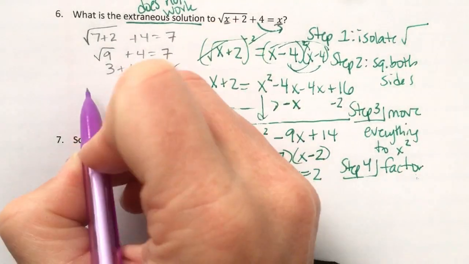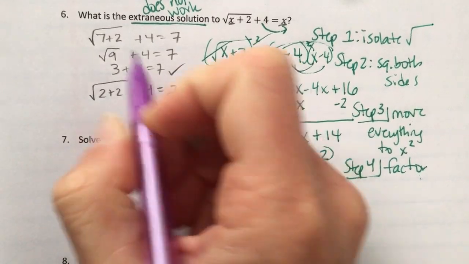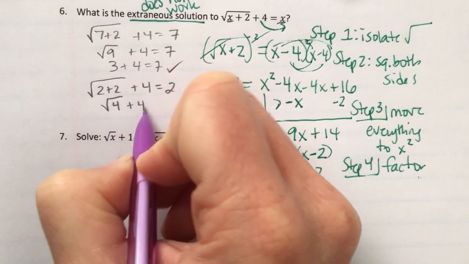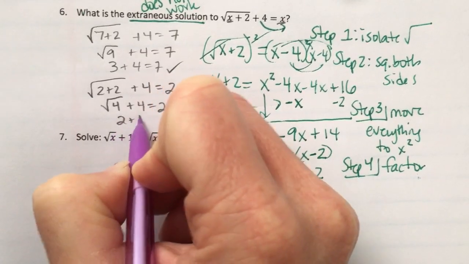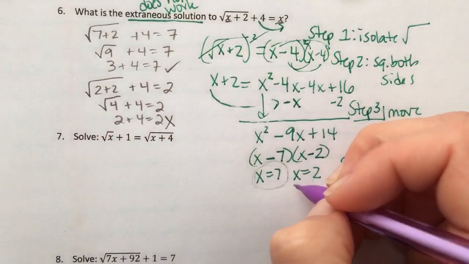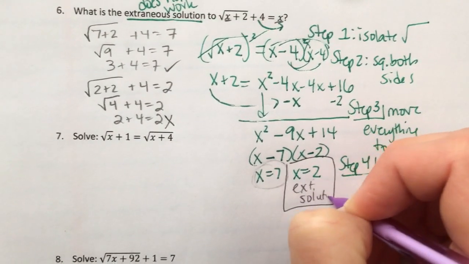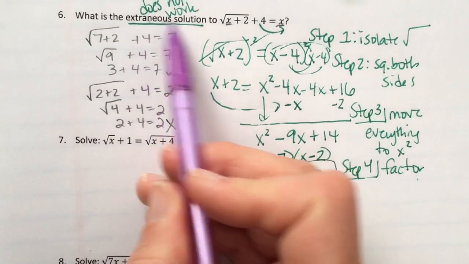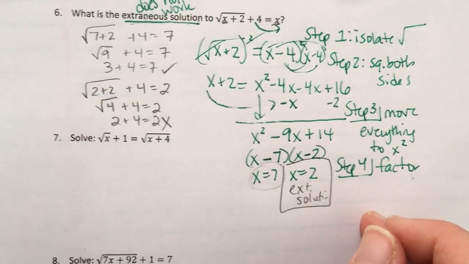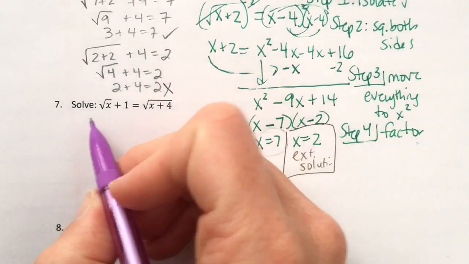All right, so now let's plug in 2. The square root of 2 plus 2, plus 4 equals 2. 2 plus 2 is the square root of 4 plus 4. So I get 2 plus 4 equals 2, and that does not work. So 2 is my extraneous solution. And this one was asking for the extraneous solution. So that's your answer. x equals 2 is the extraneous solution. All right, number 7.